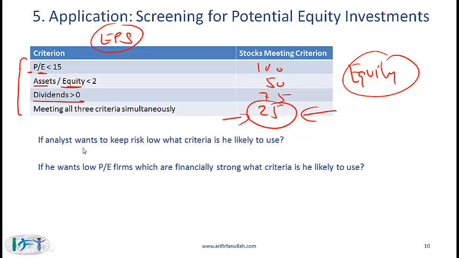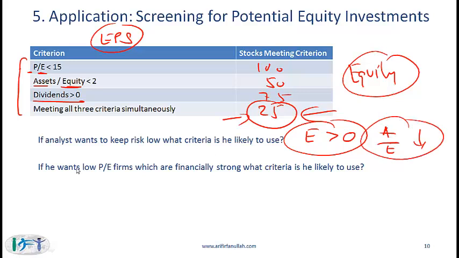If you are an analyst and you want to keep your risk low, then what sort of criteria are you likely to use? Again, there are several criteria that could be used, but you might, for example, say that the earnings have to be positive over the last 5 quarters. You might say that the leverage ratios such as assets over equity need to be relatively low, and there are other criteria that you can use also, but this just gives you an idea.